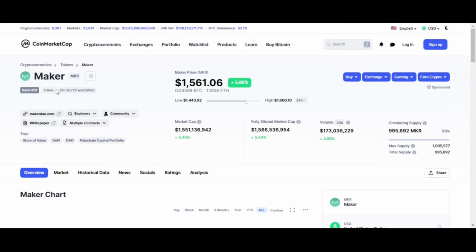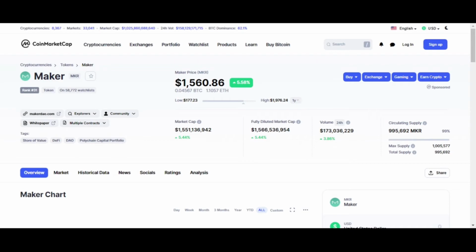So this is rank 31. I do own some Maker, just for a caveat. It's on 58,772 watch lists. I always like to look at that because it's a little bit of sentimental analysis. So it's sitting right at time of recording this at $1,561. It's up a bit. If you go to the 1-year low, 1-year high, this gives you a little better sight. So you could have got in at $177, and that would have turned into about $2,000. So the market cap is $1,551,000,000.